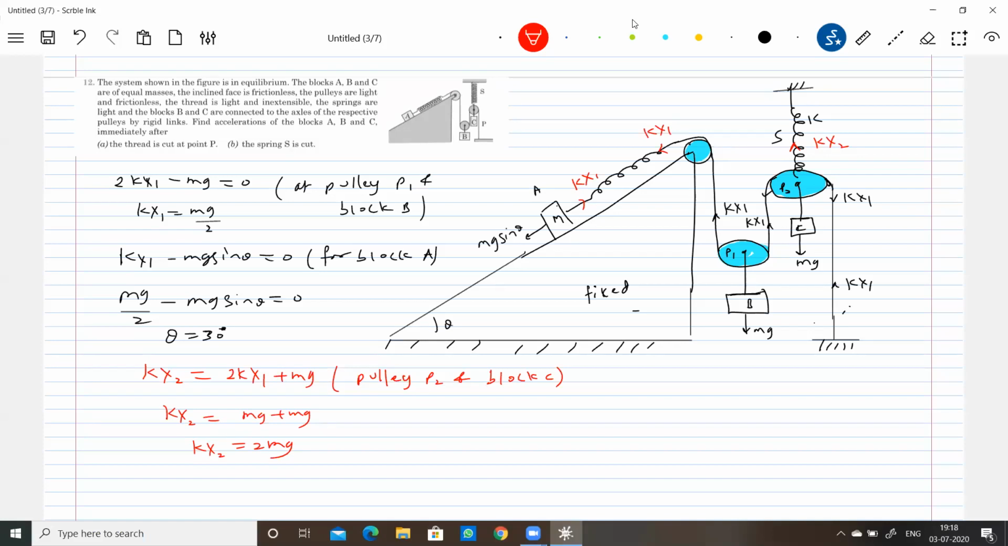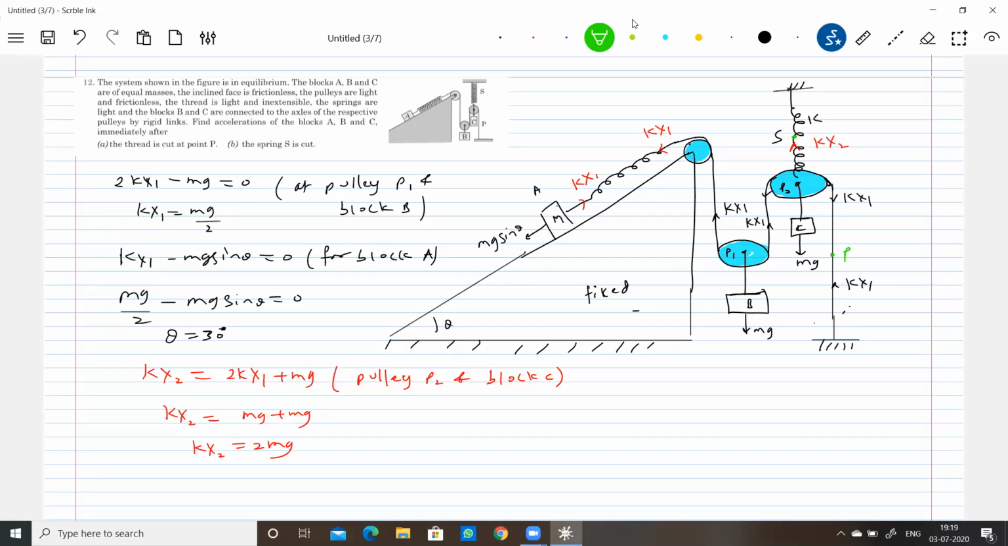Okay, let's come to the case where the thread is cut at point P. Where is the point P? The point P, I'm bringing it here. There's a point P and there's a point S where I'm going to cut the spring. Okay, if I cut the string at point P, what conditions will arise? What will happen to this particular string? That will become loose, no? The string will become loose.